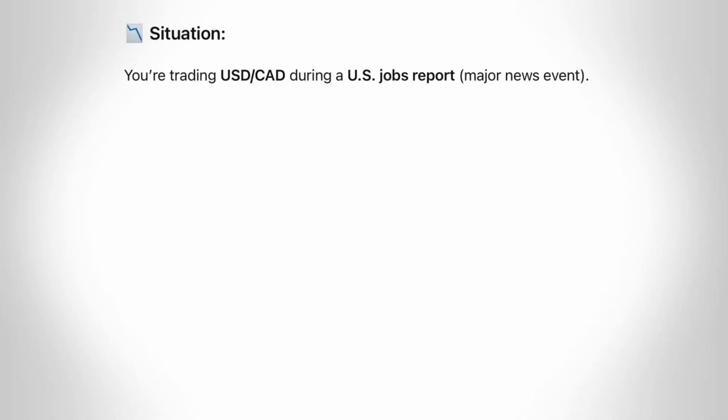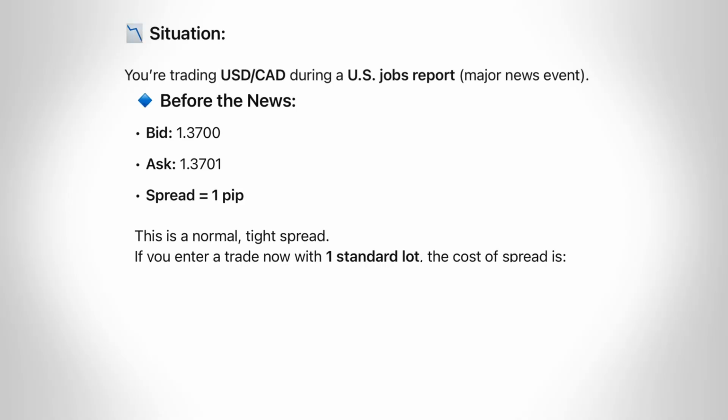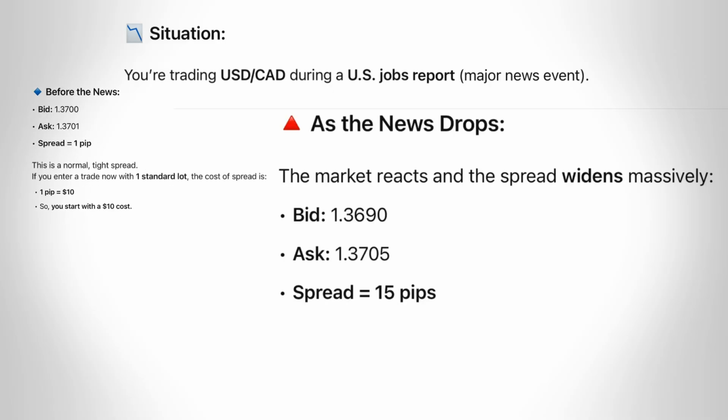Now let's also see an example of spread spiking during the news, so you understand how variable spread can affect your trade. So you are about to trade USD CAD during the US job report. Right before the news, the spread is tight. So you have a bid price of 1.3700 and an ask price of 1.3701. So this means you have a spread of 1 pip. But the news drops and the spread jumps to 1.3690 for the bid price and the ask price of 1.3705, and that's a spread of 15 pip.